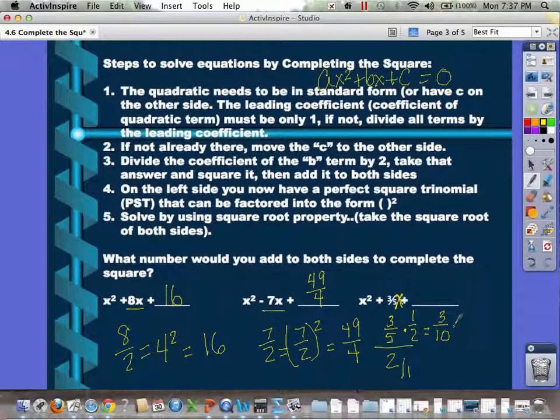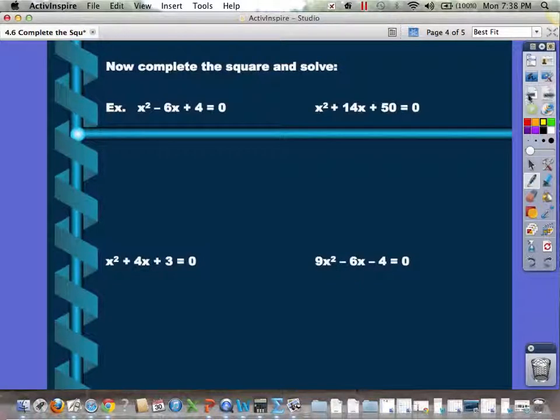All right, so then that makes 3/10. Well, then we square that, which makes 9 over 100. So 9 over 100 is the number that goes in the blank. Okay, so be careful when you have fractions. You can't really technically divide by 2, so you really need to think multiply by 1/2 and then square that number. Okay? All right, let's practice some of these problems, completing the square and solving.